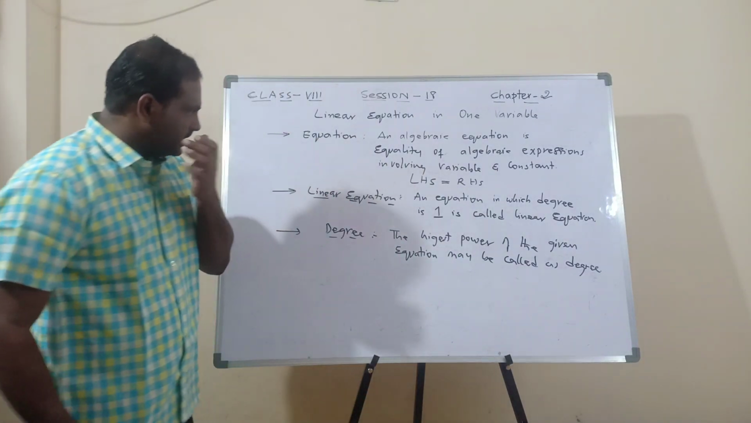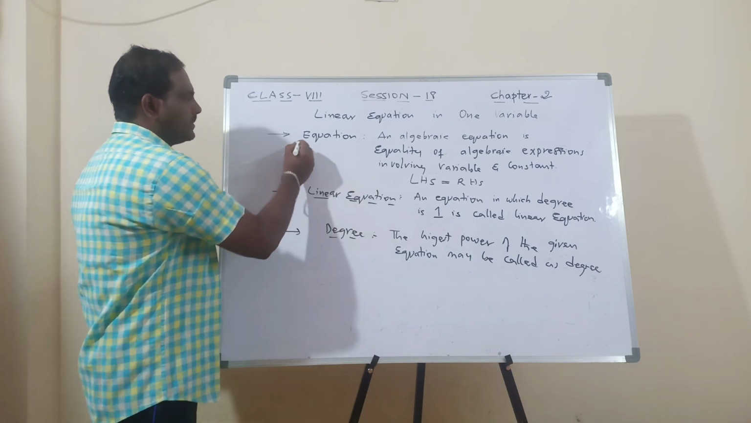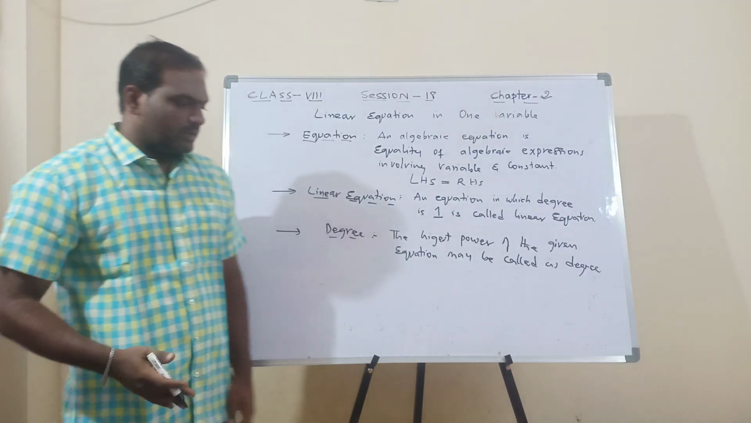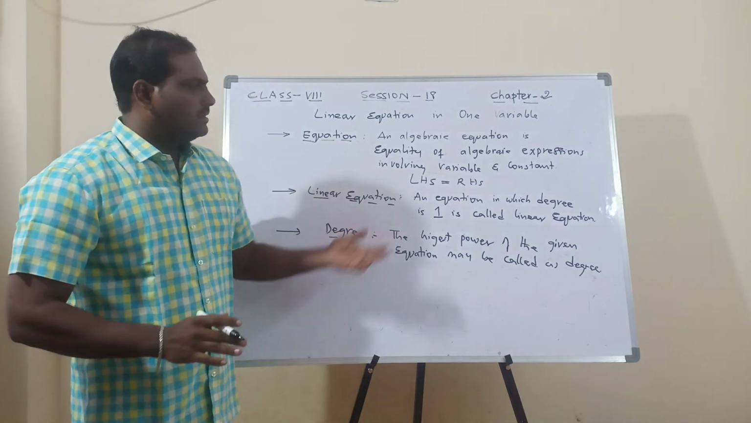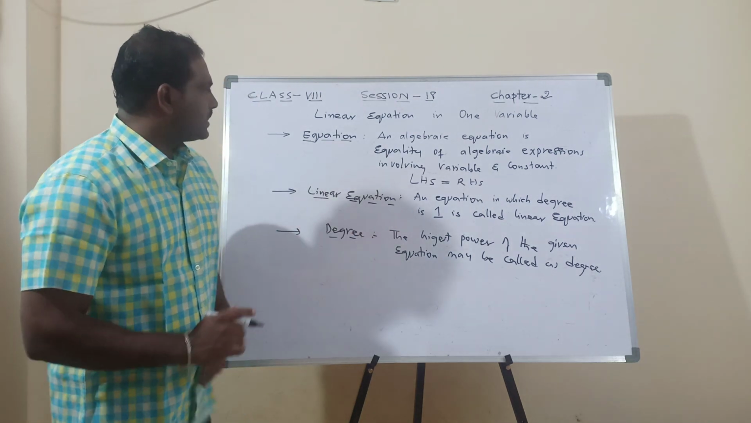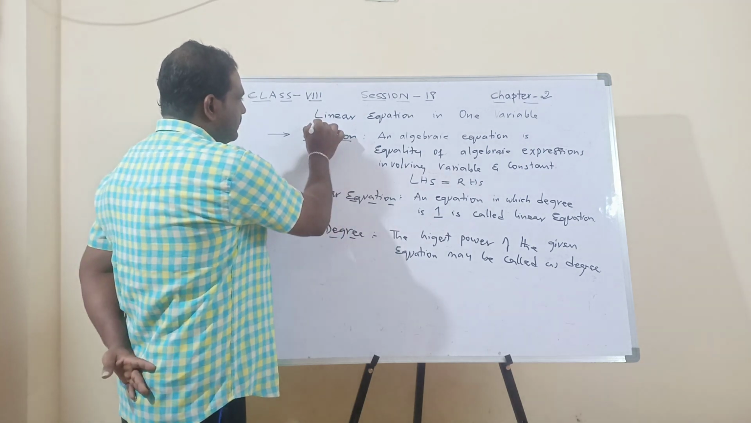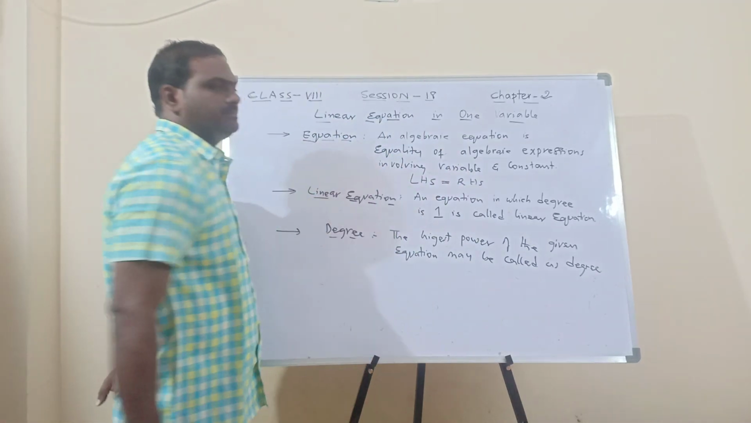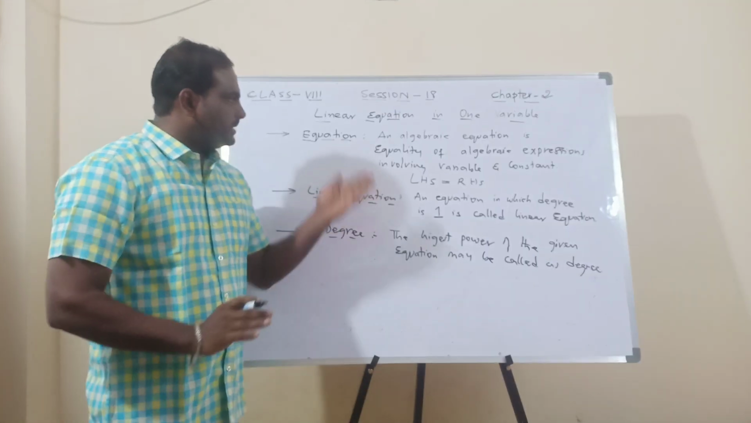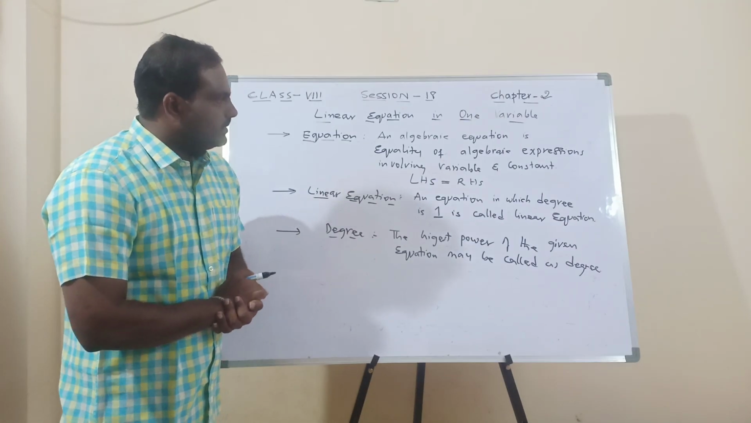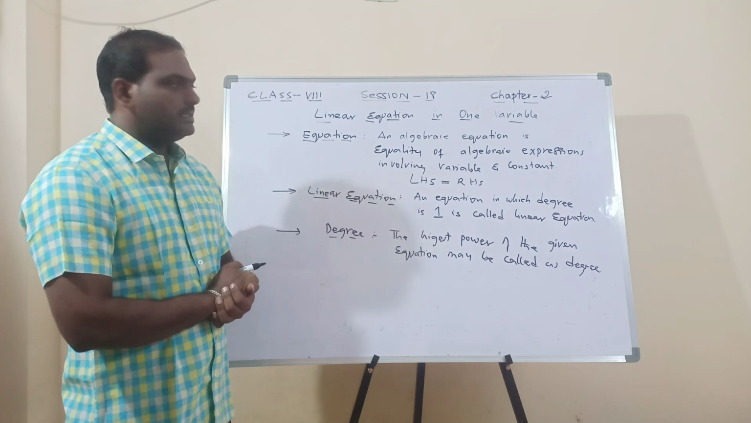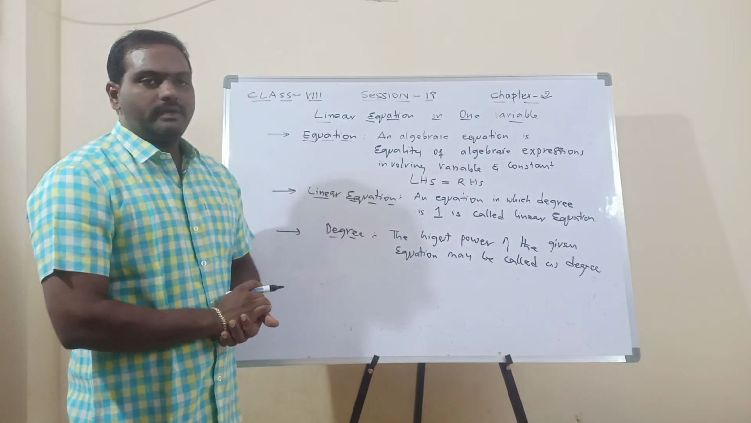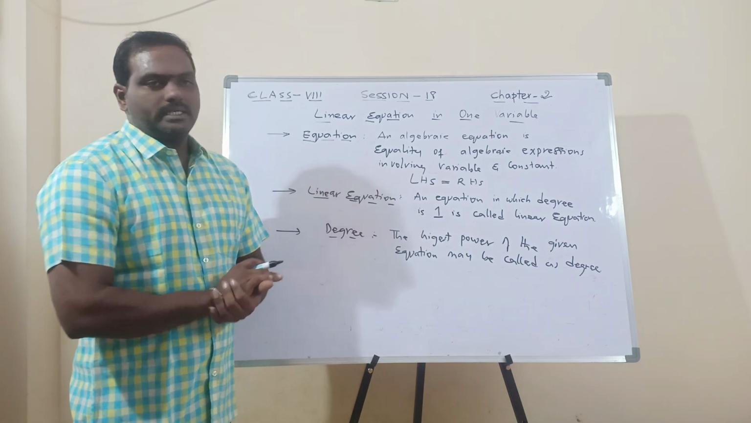So let us try to understand some points in this chapter. Without going directly to the exercise sums, we will do some basics. First of all, we have to know some definitions. So what is an equation? An algebraic equation is equality of algebraic expressions involving variables and constants.